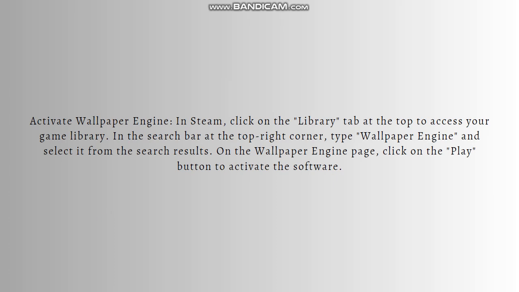In Steam, click on the Library tab at the top to access your game library. In the search bar at the top right corner, type Wallpaper Engine and select it from the search results. On the Wallpaper Engine page, click on the play button to activate the software.